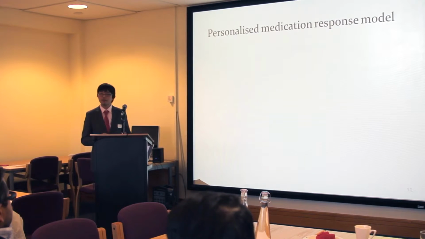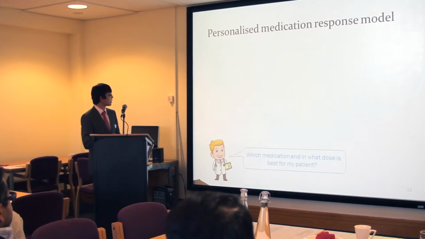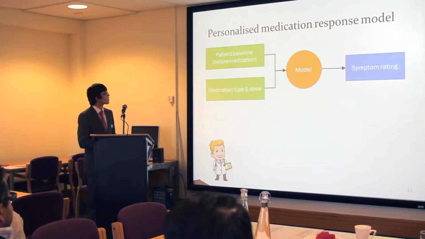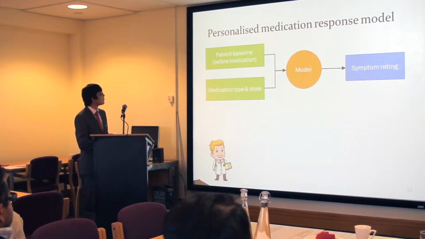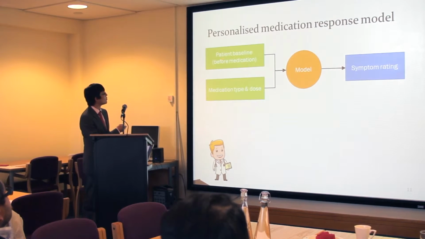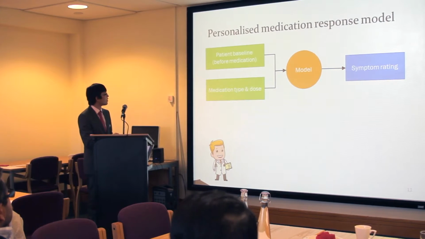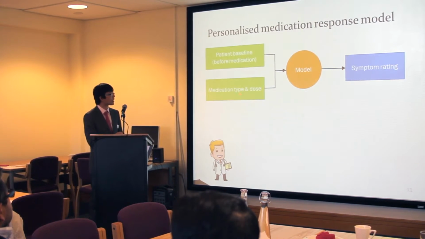So after processing the data we have, I can start building a model. Again, the model is to answer the question: which medication, in what dose, is best for the patient. So this is the model. We have some data in the form of patient baseline. Baseline means it's before I give any medication to the patient, and it's in the form of the questionnaire ratings we have, then translated to the factor scores. I also have information on the medication type and dose throughout the titration.